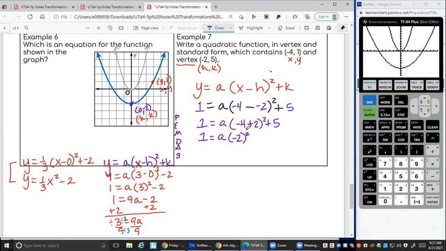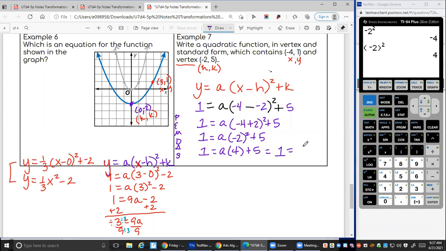I will warn you though, make sure that in your calculator that you do not ever do this, -2 squared, because it will just straight up lie to you. You need to make sure you put your negative bases in parentheses because it is actually 4, positive 4, okay? So make sure that you're smarter than the calculator. And we end up with a times 4 plus 5, which I can rewrite this as 1 equals, I'm going to go ahead and take that, 4a plus 5.